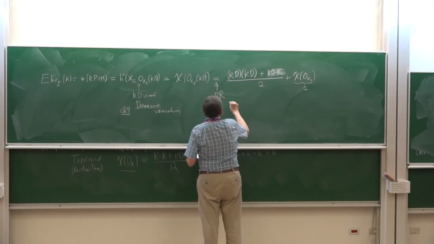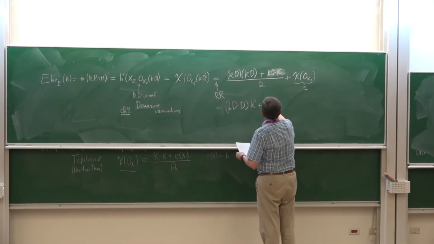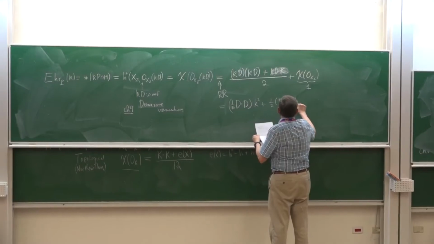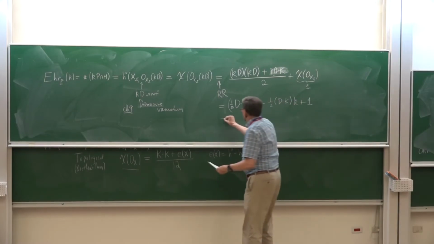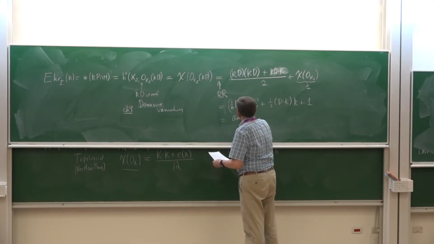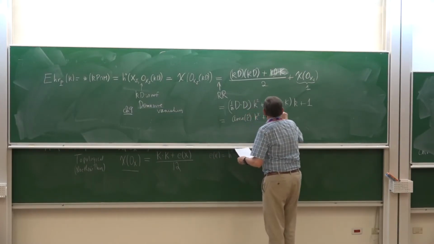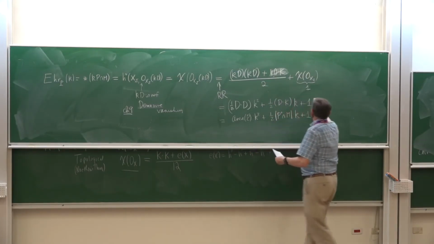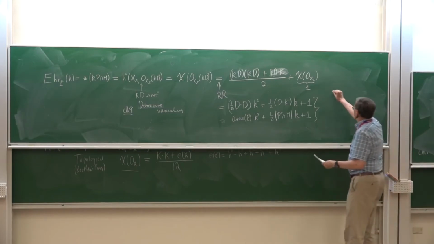So that's going to be 1/2 D·D times k squared plus 1/2 D·K times k plus 1. And of course, the reason I'm writing it this way is to compare it to the Ehrhart polynomial. And so when we put these two together, we get a wonderful result.